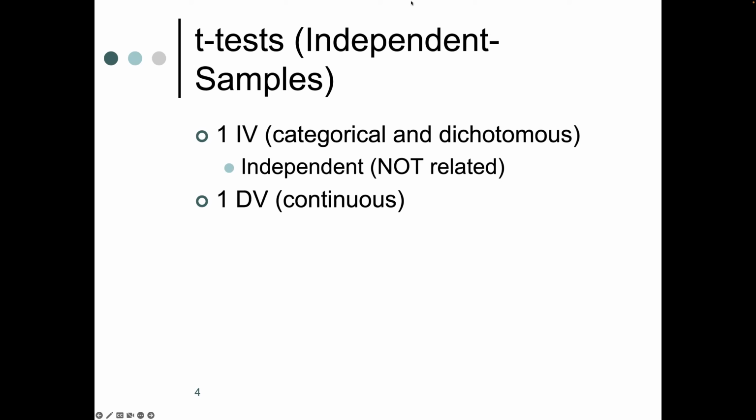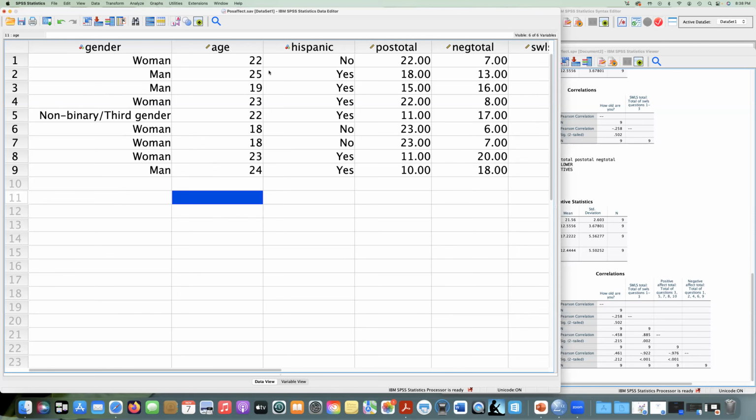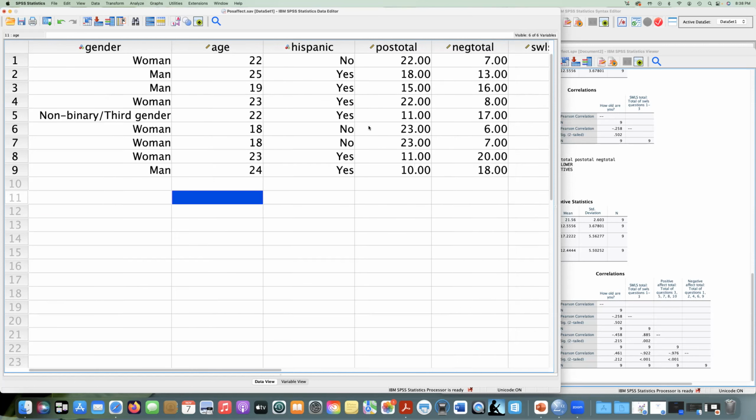So I'm going to go into SPSS and demonstrate this. I am in the same example that I was in for the previous video. You can see here that we have our variables: gender, age, yes/no Hispanic, positive total, negative total, and satisfaction with life. When we look at these, we're looking for what would be appropriate for doing an independent samples t-test. There's only one categorical variable that we could use as our independent variable.